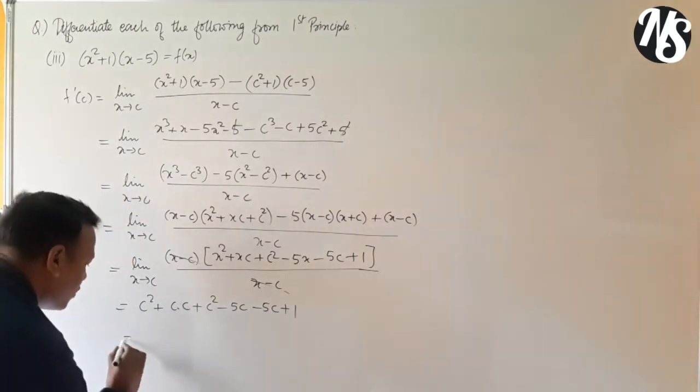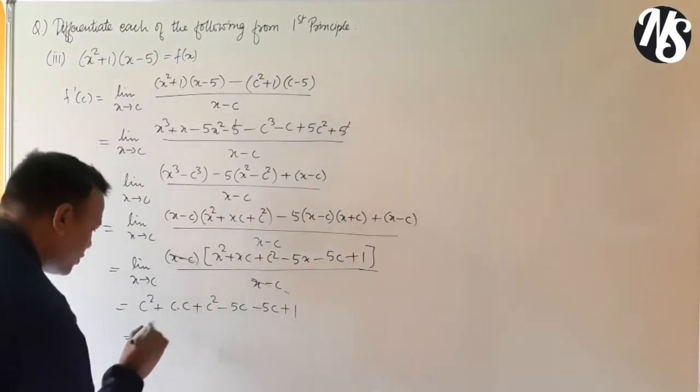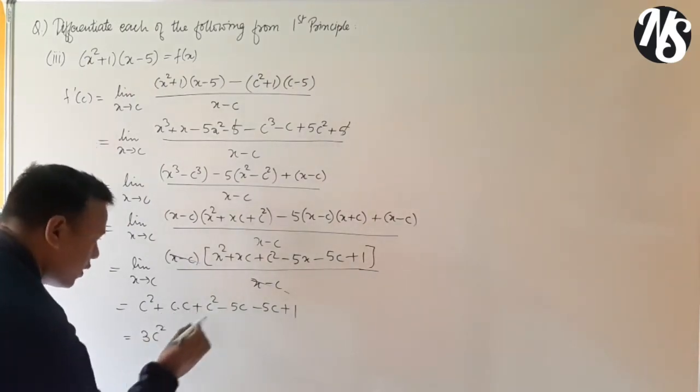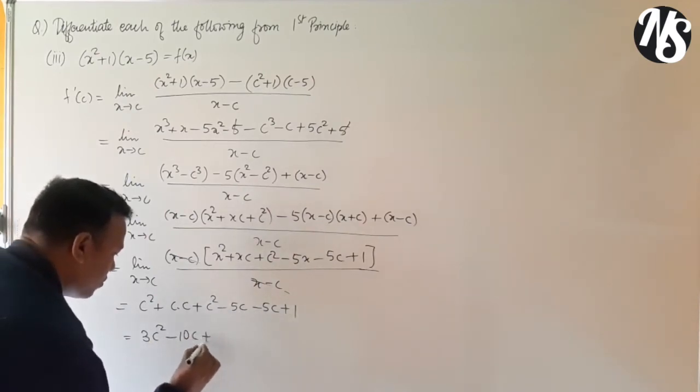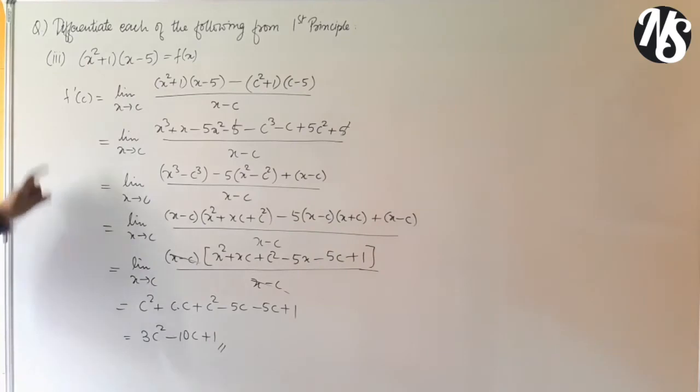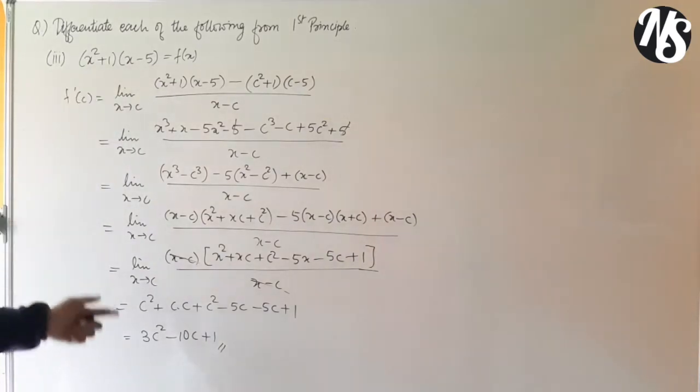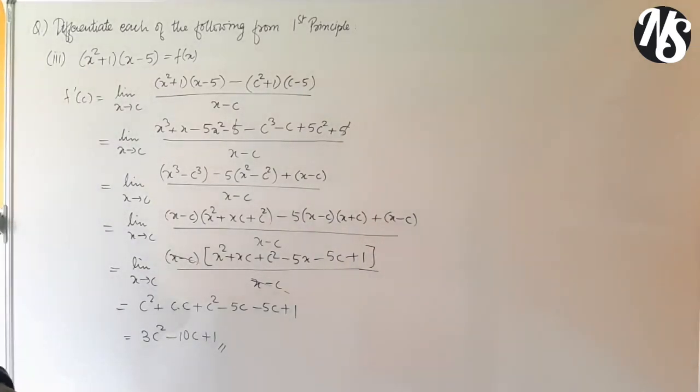So this is c square, this is also c square, this is also c square, so that's why this is 3c square, this is 5c, it becomes minus 10c plus 1. So this is my answer for this particular question. So pause the video and note it down.